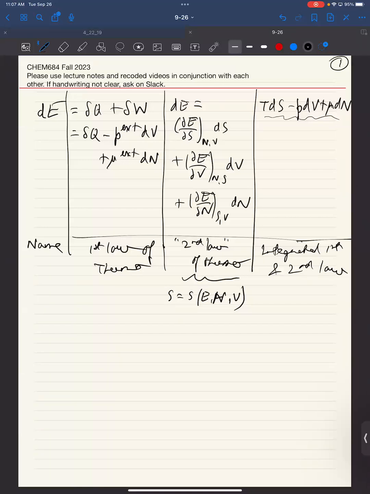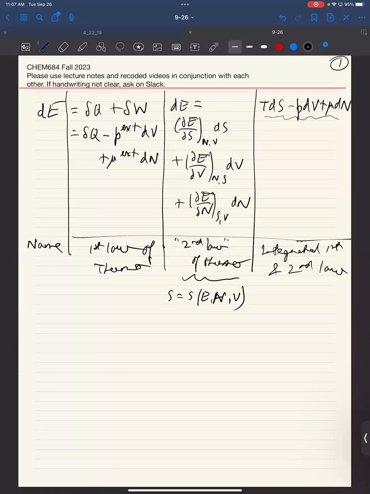So keep this in mind that there are 3 different ways of writing dE. They all have different information. If you want to forget everything, you can just remember the integrated first and second law, because that is most powerful. The second point I want to make right now is they are the same dE, right?